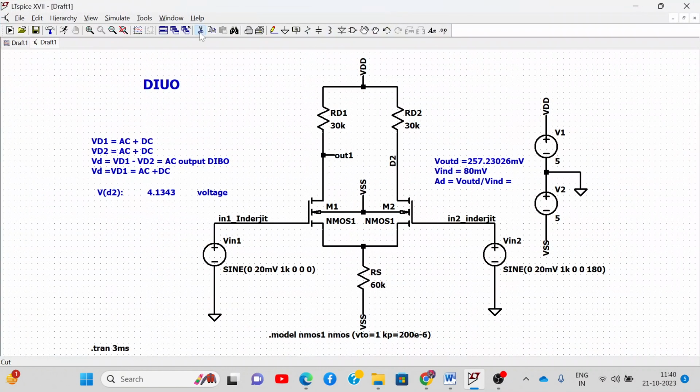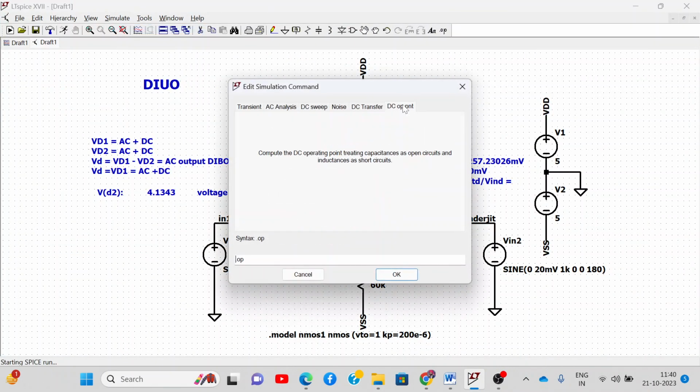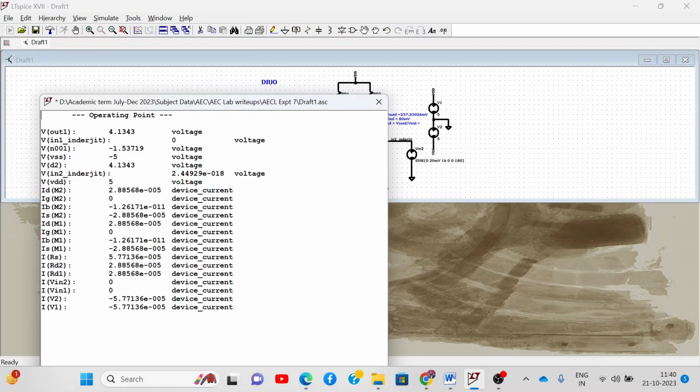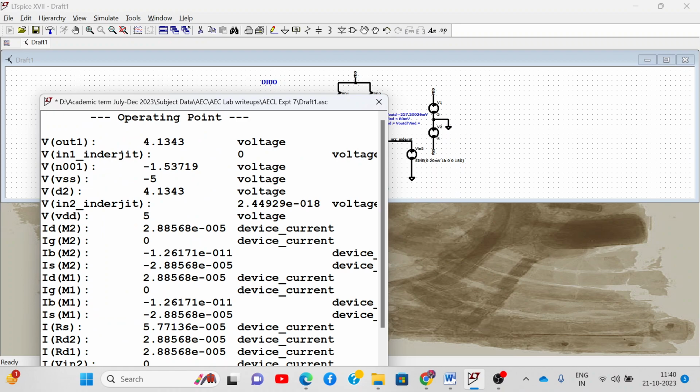Okay. So yeah, I'll tell you. You remove this dot, run, simulate, run DC operating point. Just label this as D2. Okay, so here we get it. See, VD2.